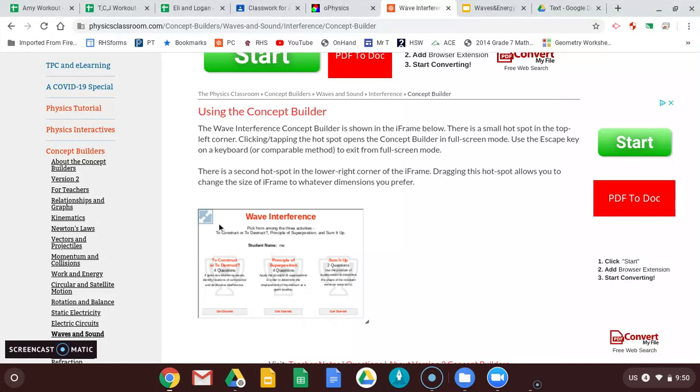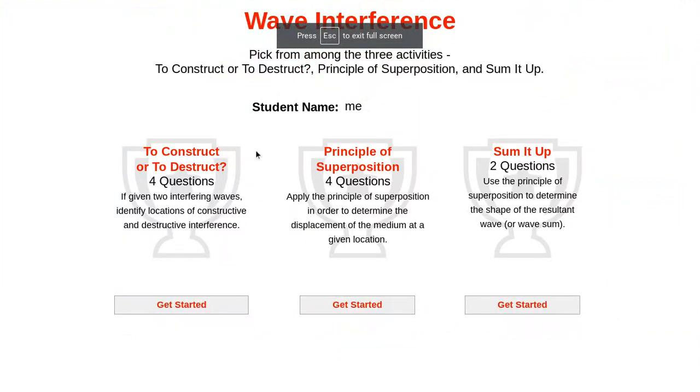Hi guys, we're back to continue explaining wave interference. As I stated in the last video, where we were explaining it using a simulation, I'm going to open up the actual concept builder that you have to do on this topic. Pay attention to the directions. You only need to do the first two levels. I'm going to do one as an example out of each level.